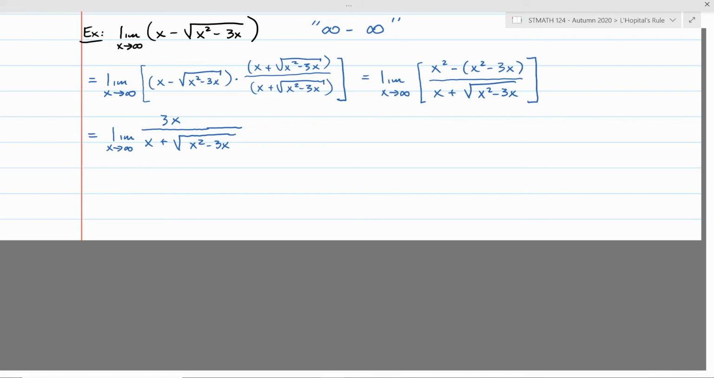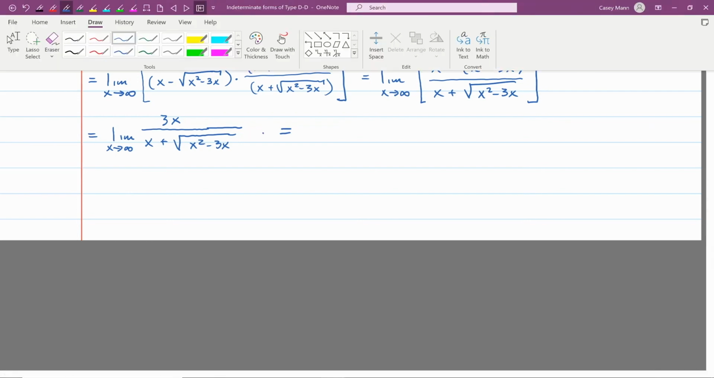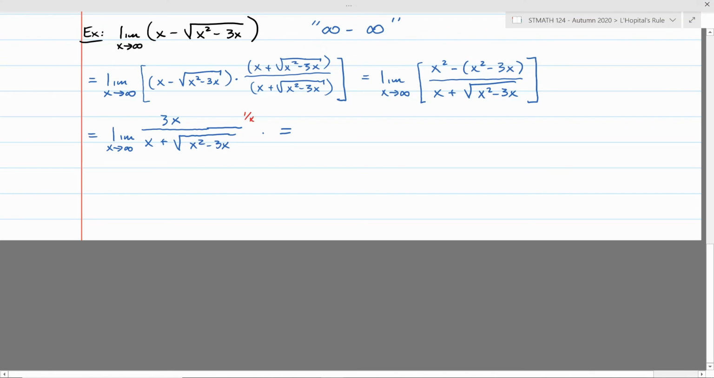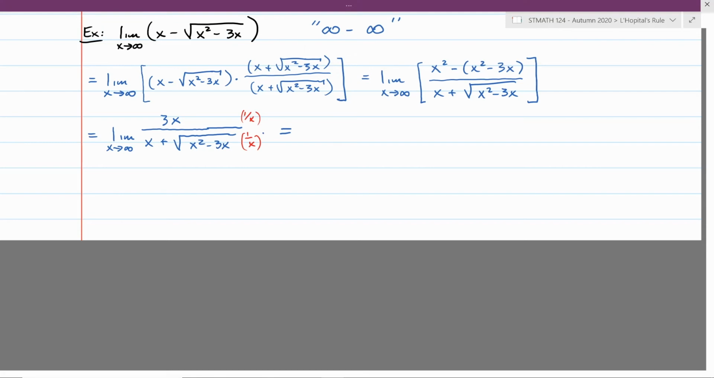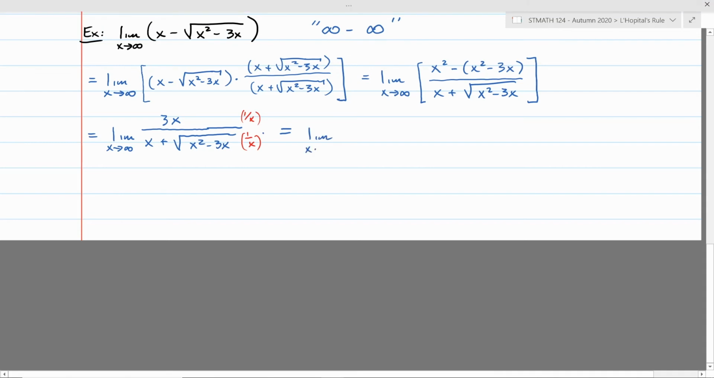So I want to try the trick of multiplying by 1 over x in the numerator and 1 over x in the denominator. So I'm really just multiplying by 1. If you do that, you would get the limit as x goes to infinity of 3 divided by, when you distribute the 1 over x in the denominator, 1 plus, and then to multiply that 1 over x times that radical, you need to move the 1 over x inside the radical so that it becomes 1 over x squared inside the radical.